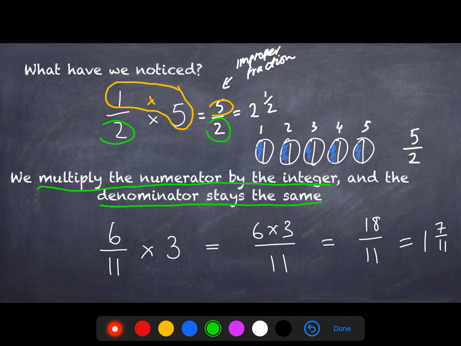denominator stays the same. So if I look at my final example down here, without the diagrams this time, I've got 6 over 11 times by 3. So I'm saying that's 6 times 3, all over 11, which is 18 over 11 as an improper fraction. And then as a mixed number, that would be 1 and 7 over 11.